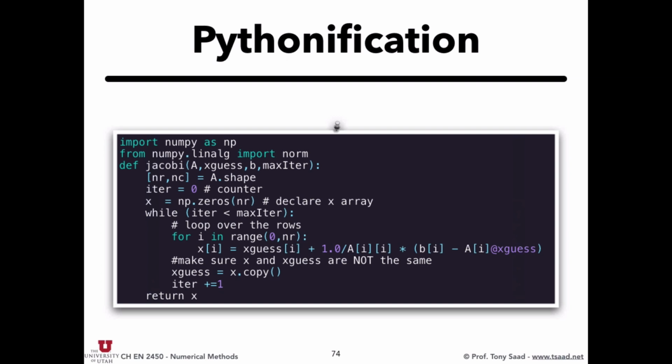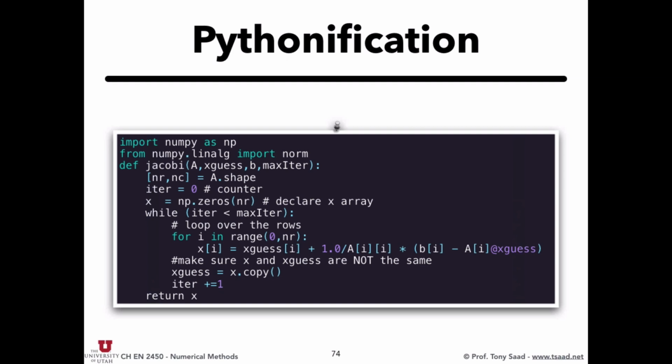Max iter could be 100. Iter starts at 0, so we enter the loop. Now, within the iterative loop, this is called an iterative loop, I'm going to go over every solution entry. So I'm implementing the first algorithm, the first method. So I'm going to go over each one of those equations.